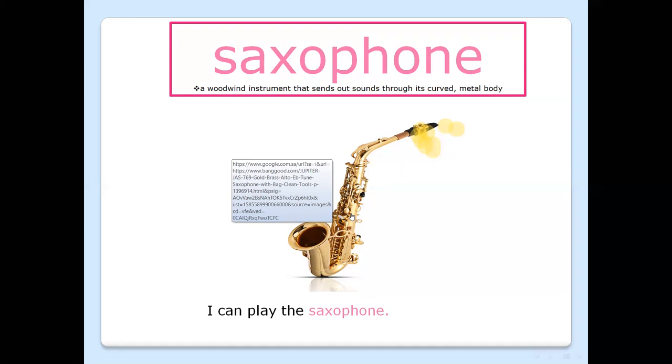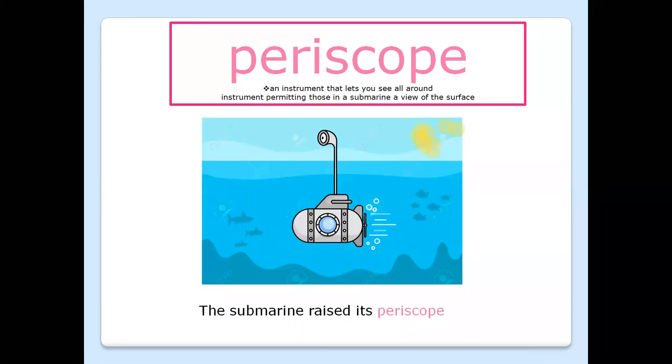Saxophone. I can play the saxophone. Can you, grade four, play saxophone? Okay, now next Greek word is periscope. Repeat the word, please, with me. Again, periscope. What do I mean by periscope?